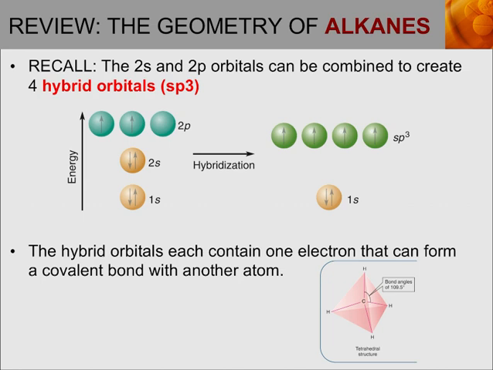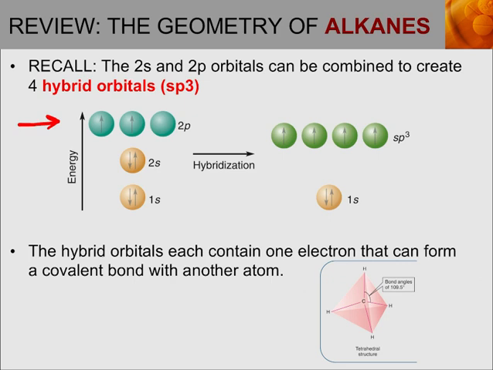Remember when we talked about the geometry of alkanes, we said that carbon has 4 valence electrons, but if we draw the orbital diagram, we see that only 2 of the electrons are unpaired and could potentially go on to form bonds. But we know that that's not true. We know carbon can make 4 bonds with 4 other atoms.